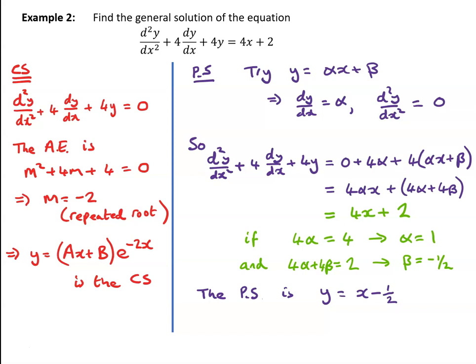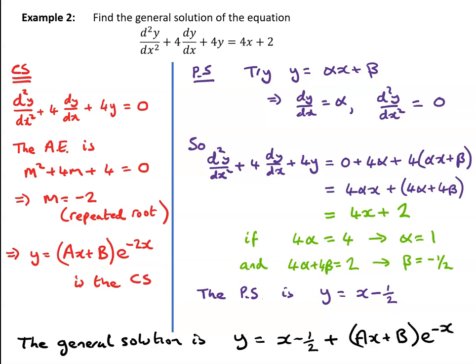Once we have got our particular solution and our complementary solution, then the general solution is simply the particular solution plus the complementary solution. So the general solution is y equals x minus a half plus (ax plus b) times e to the minus 2x.